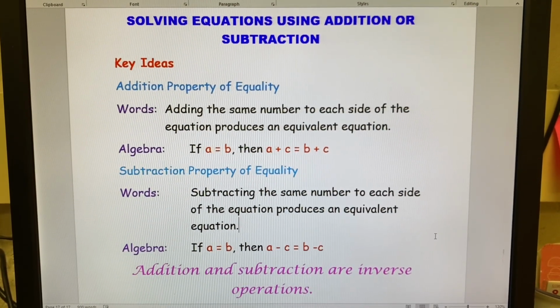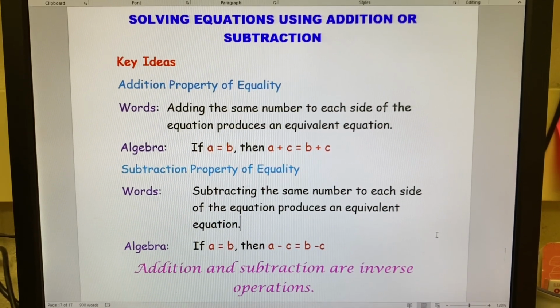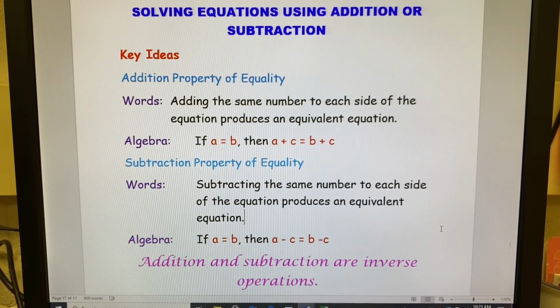In this video, you will learn solving equations using addition or subtraction. But before going further, let's take a look at the key ideas.